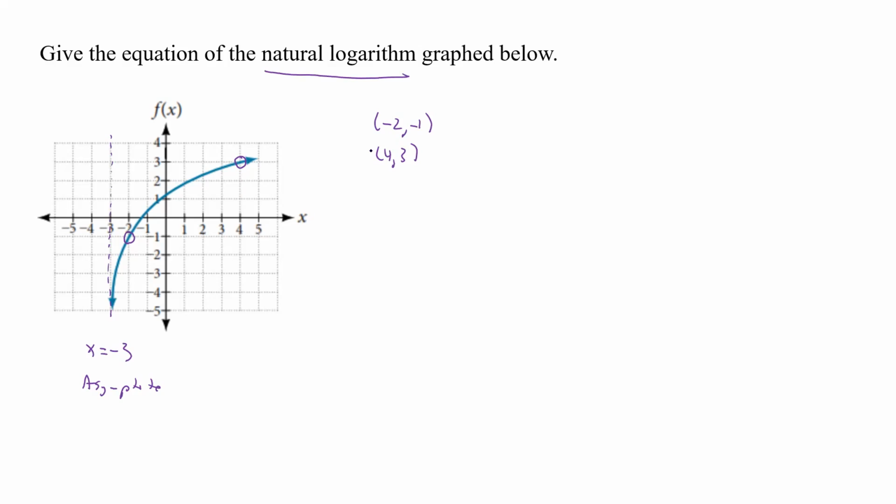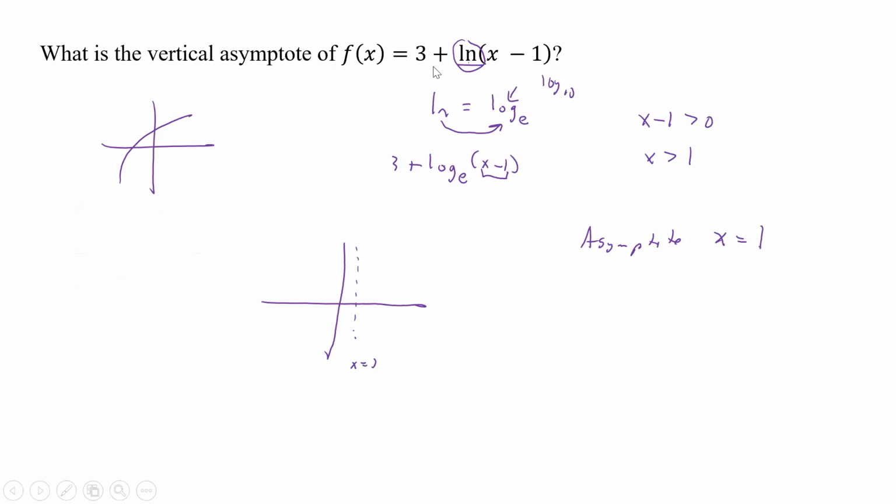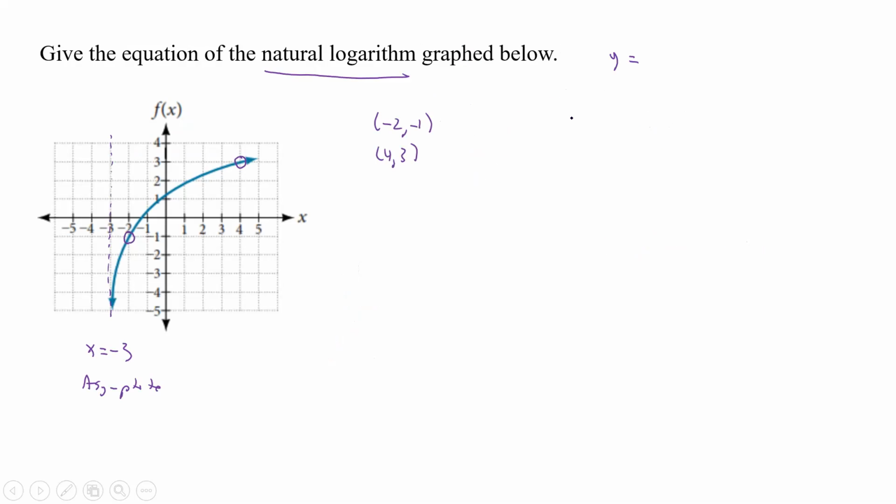Now, what can we do with our equation? Well, we know it's natural log, so we know it's going to be something like y is equal to. Now, if we put in all of the pieces, we'll have some variable here, we'll have some here, we'll have some here. So let's write all those in and see.